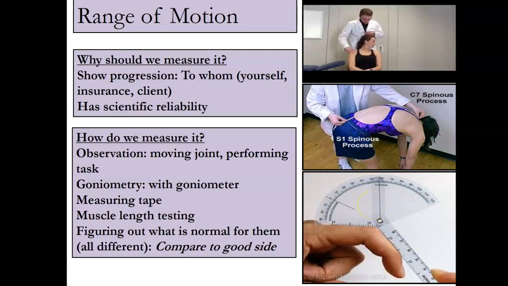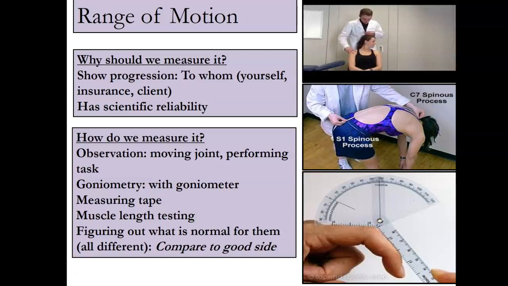You can also measure joint motion just by observing. If somebody's lifting their arm, can they lift it all the way up? You can just tell, kind of anecdotally, they don't have full range of motion in their shoulder. You can use measuring tape. They're using measuring tape here to measure how much spinal flexion she has, the spinal process. You can measure the muscle length. That's just kind of beyond this class.